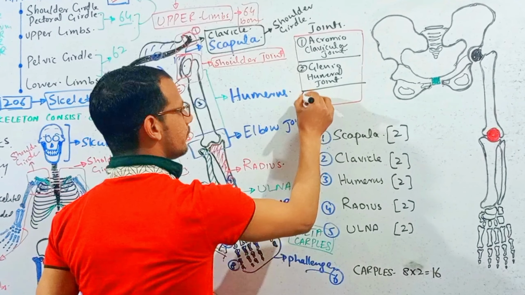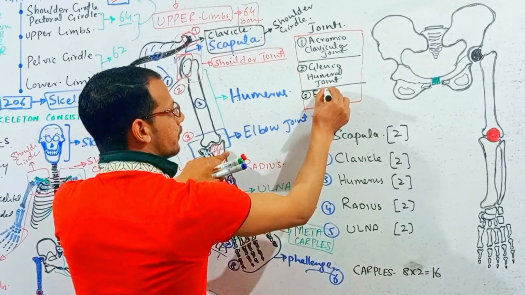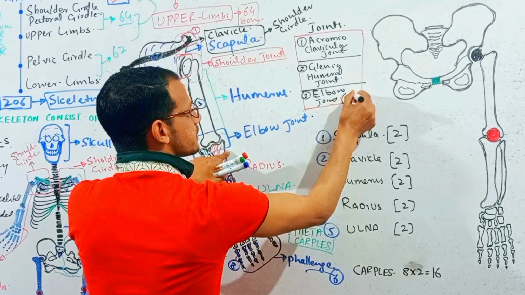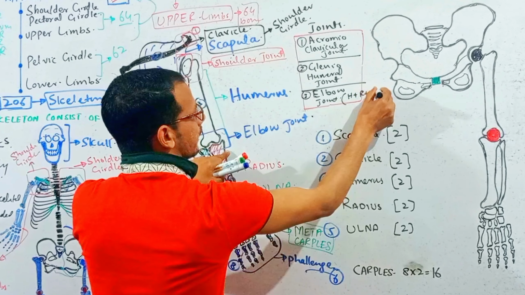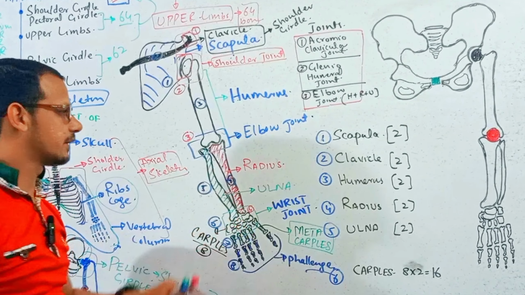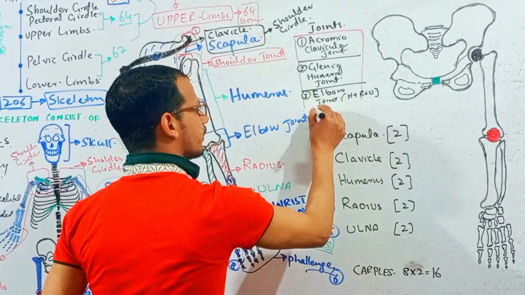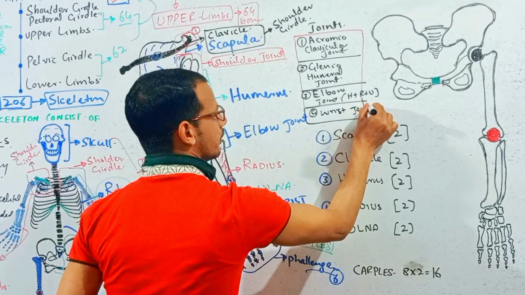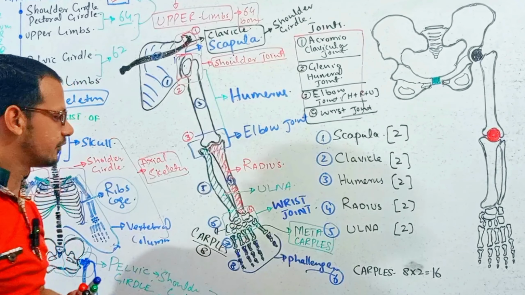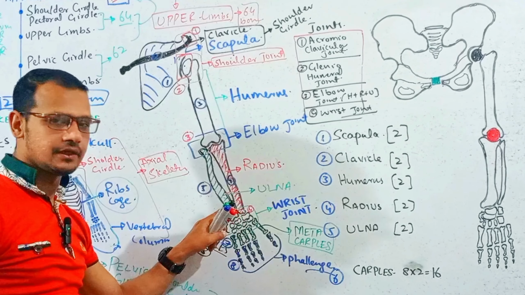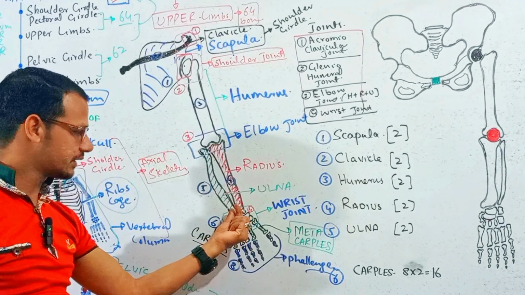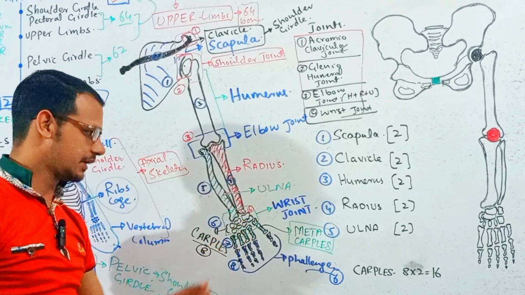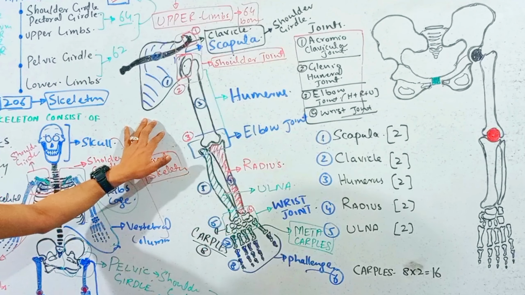And next, the third one, is the elbow joint. In the elbow joint we have the humerus plus radius plus ulna. It forms the elbow joint. And here, fourth, we have the wrist joint, right? A wrist joint is in between the carpals, the metacarpals, and the radius and ulna, right? The proximal row makes the joint with the radius and ulna, and the distal row makes the joint with the metacarpals. So this is all about the bones of the upper limbs.